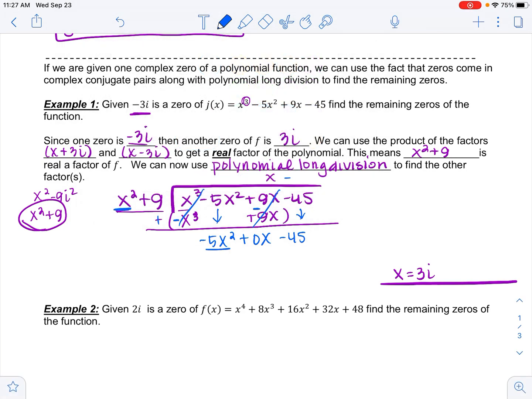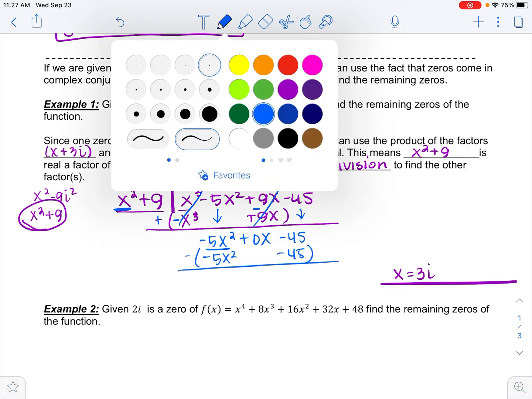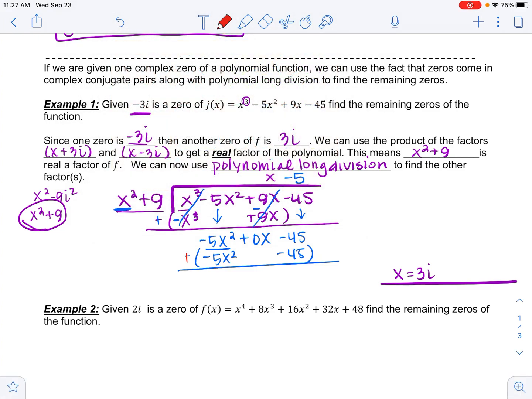All right, so now I'm going to start over. What do I multiply this by to get this? Negative 5. Distribute. That's negative 5x squared. Minus 45. Subtract. I don't like subtraction. I'm going to change it to addition and distribute my negative. These cancel. There's none of these. These cancel. 0. So now I know my other factor is x minus 5.